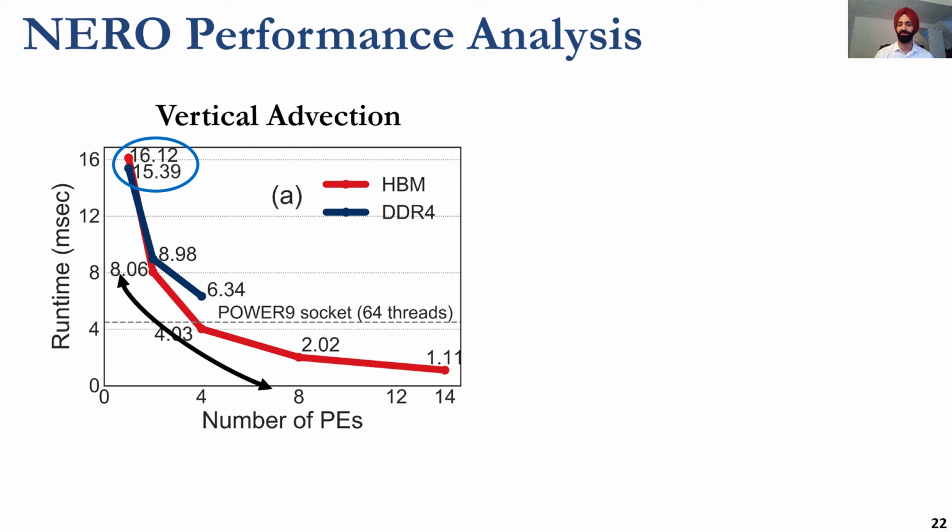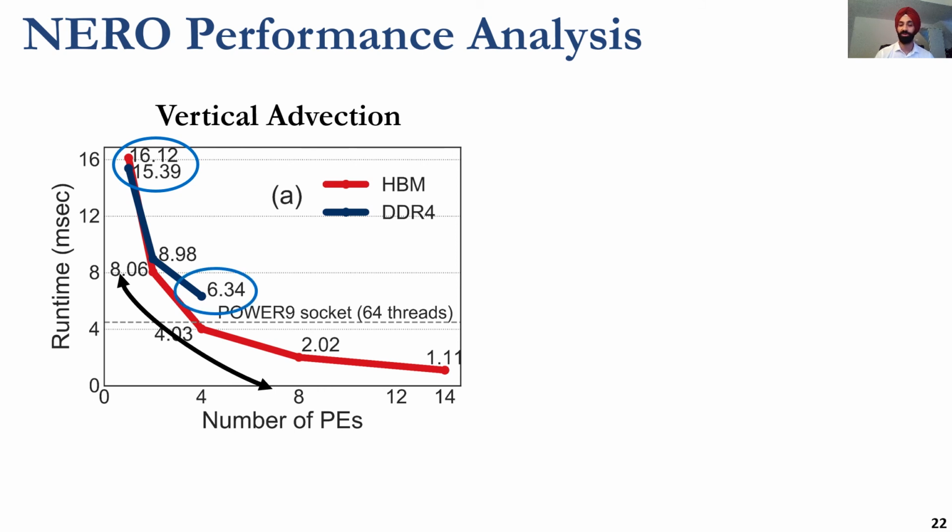Second, as we increase the number of processing elements, we observe a linear reduction in the execution time for the HBM based design. This is because we can evenly divide the computation between multiple processing elements, each of which fetches data from a separate HBM port.